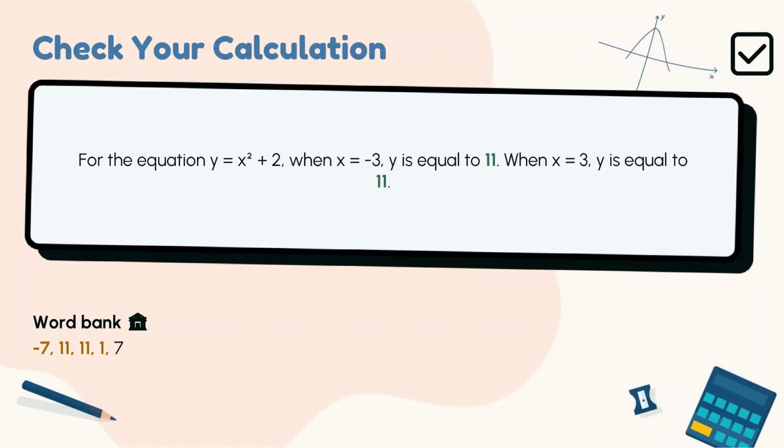This matching result is not a coincidence. Quadratic graphs often have symmetry, so opposite x values can sometimes give the same y value.